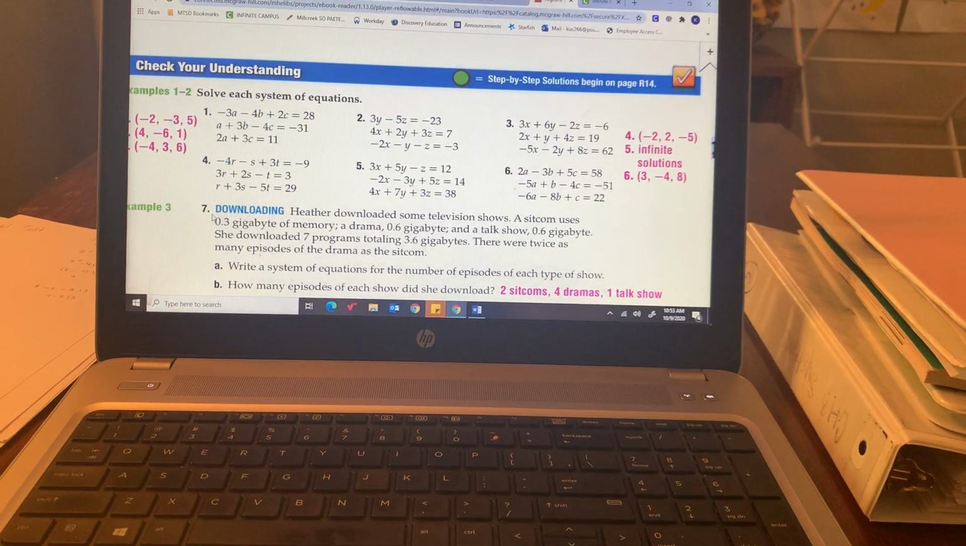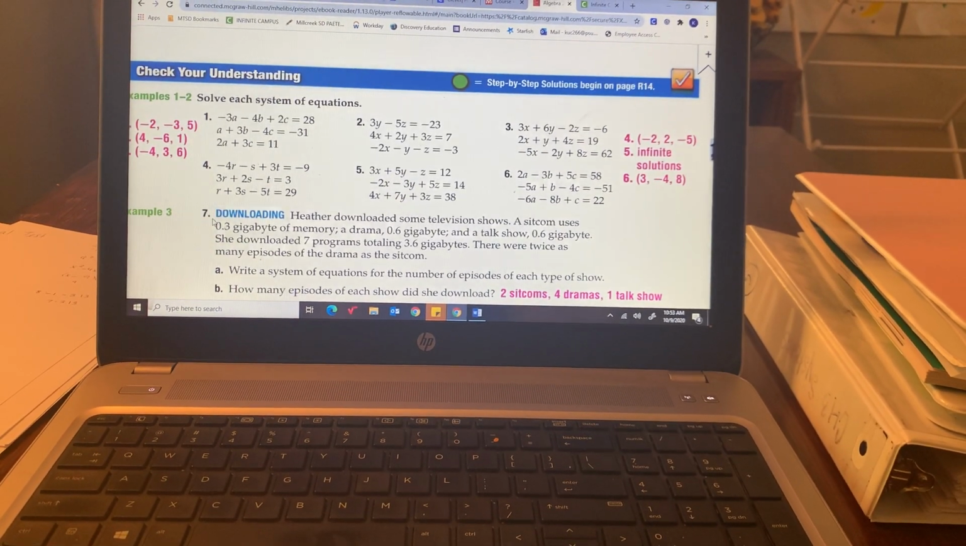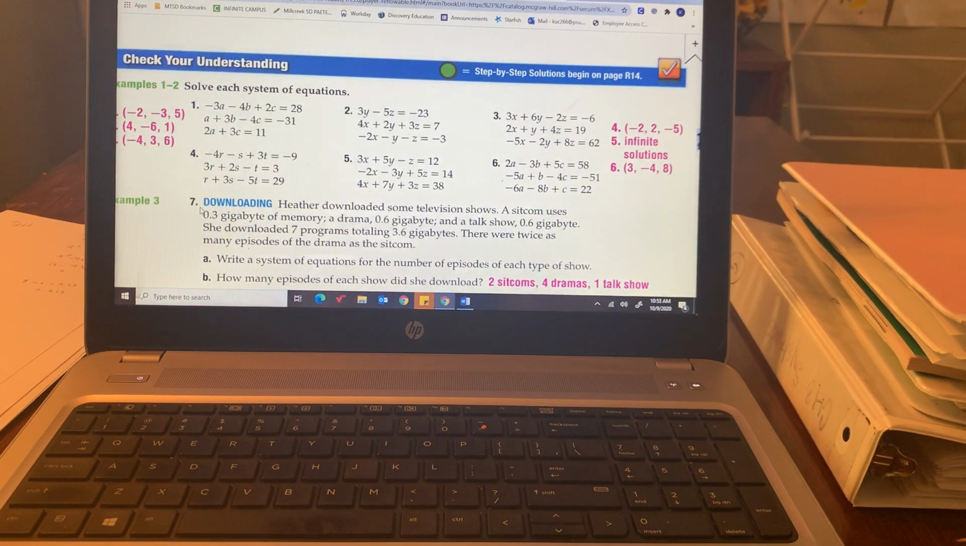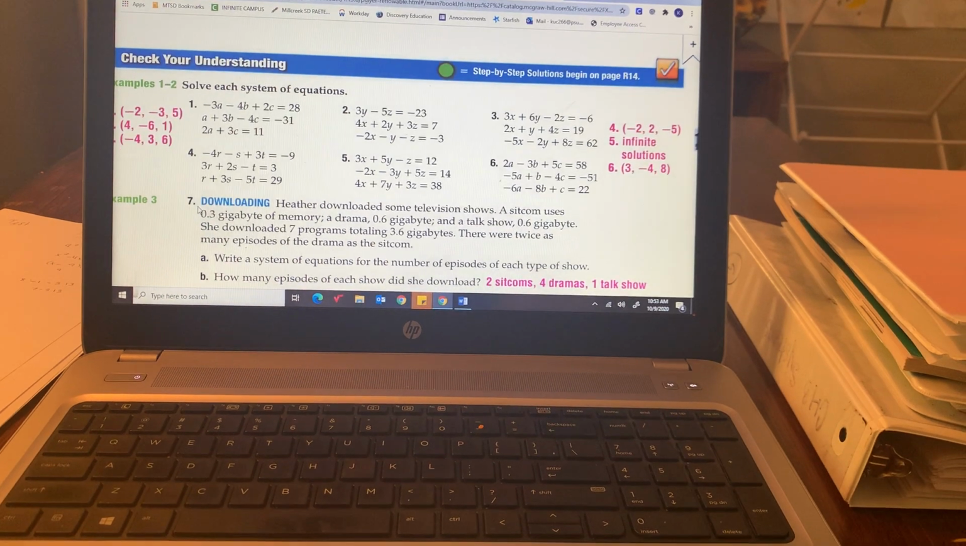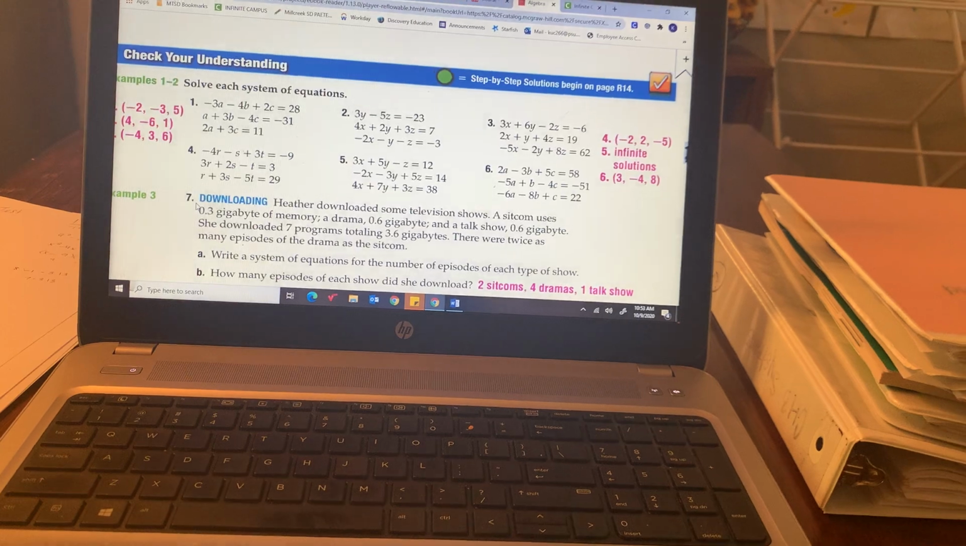A sitcom uses 0.3 gigabytes of memory, a drama is 0.6 gigabytes, and a talk show 0.6 gigabytes. She downloaded 7 programs total. There were twice as many episodes of dramas as sitcoms. So we're going to write a system for each.